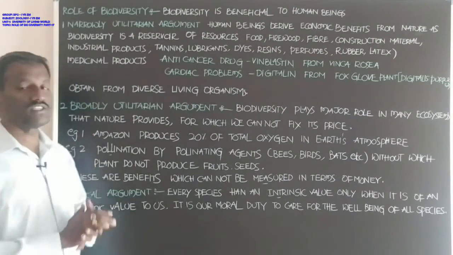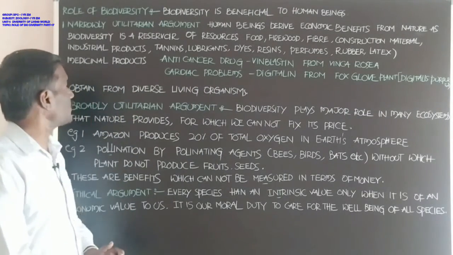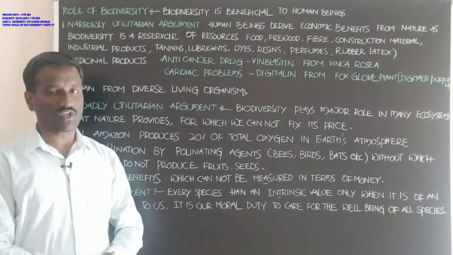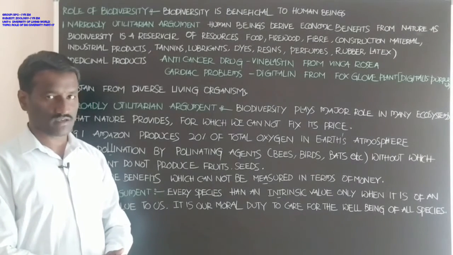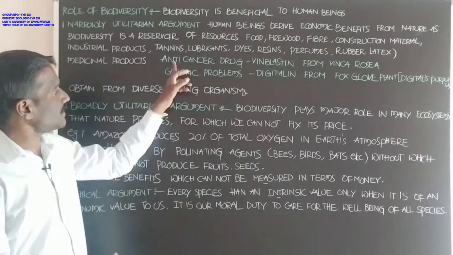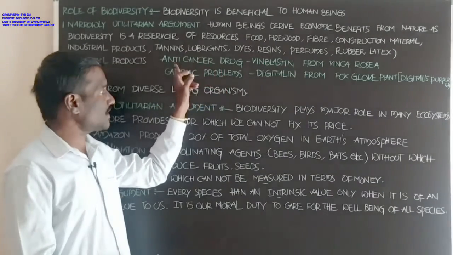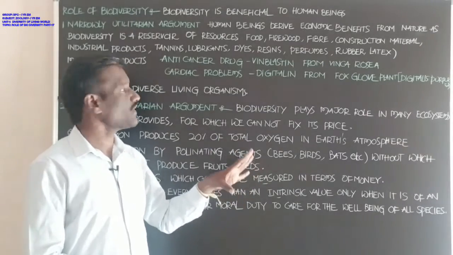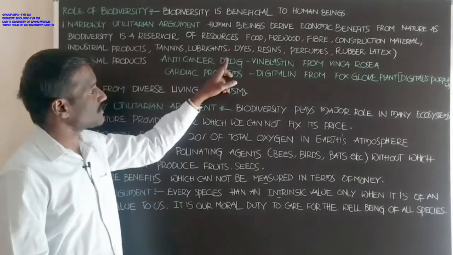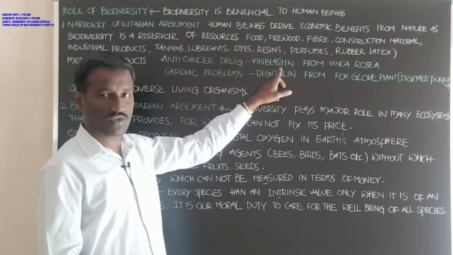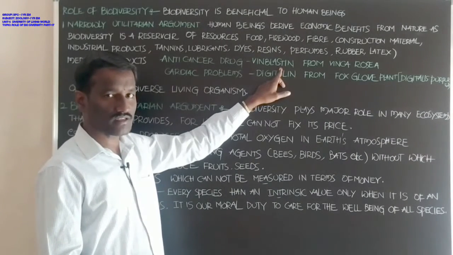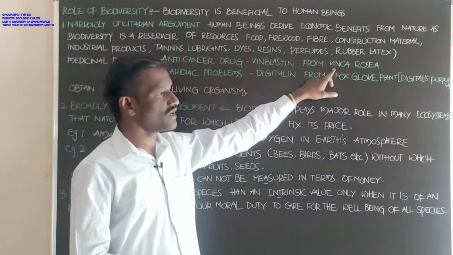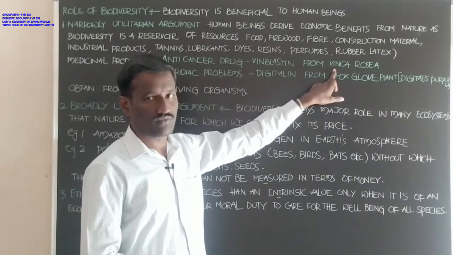Next, medicinal products. Medicinal products are also obtained from some plants. Among these, an anti-cancer drug used to treat cancer is vinblastine. Vinblastine is the drug used as an anti-cancer drug, obtained from the Vinca rosea plant.